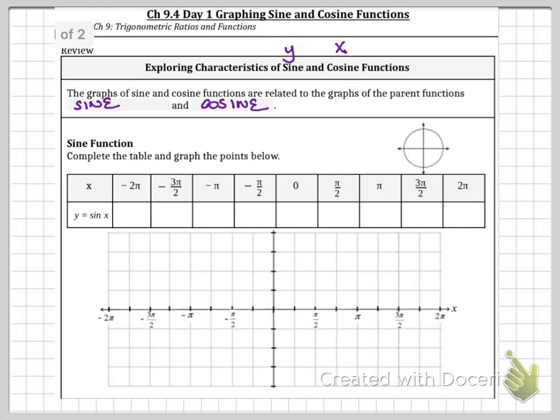So we're going to complete the table and graph the points below. So let's first look at sine of x. And so I want to go ahead and start at 0. So I'm going to label the points here. So here on the unit circle, that is at 0 radians. We could think about that as 0 degrees.